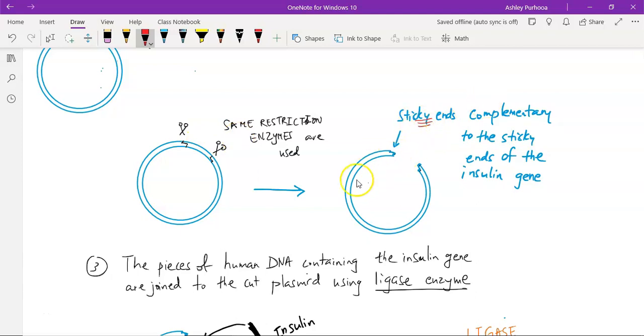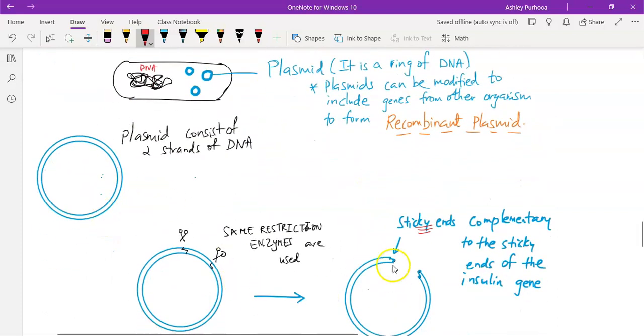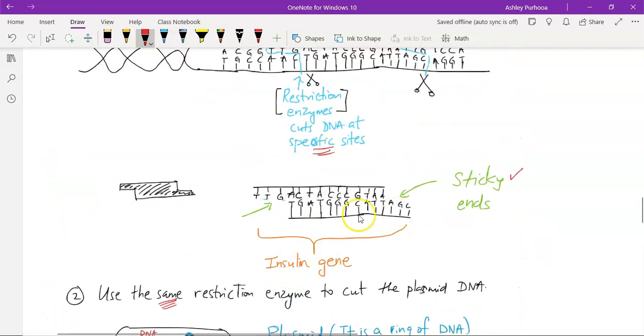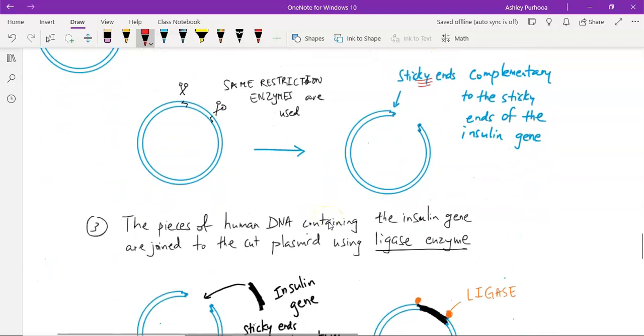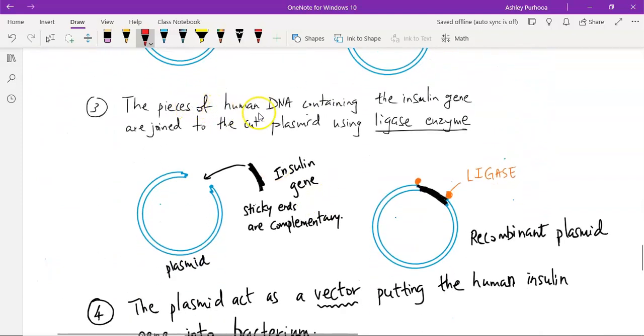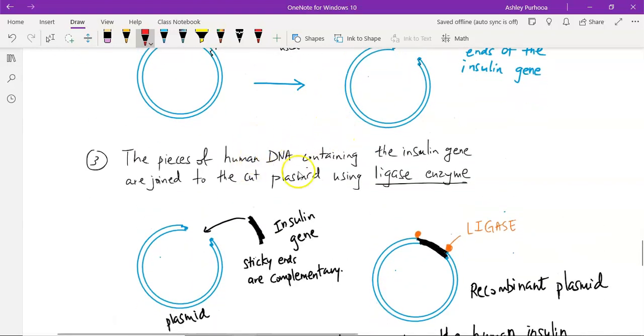Just like a puzzle, what we're going to do, we've managed to cut the plasmid and we have sticky ends with the same restriction enzyme. We already have a piece of the human insulin gene. What do we do? Third step, the pieces of human DNA. Of course, we do this on many plasmids and we make sure we get a lot of human genes.